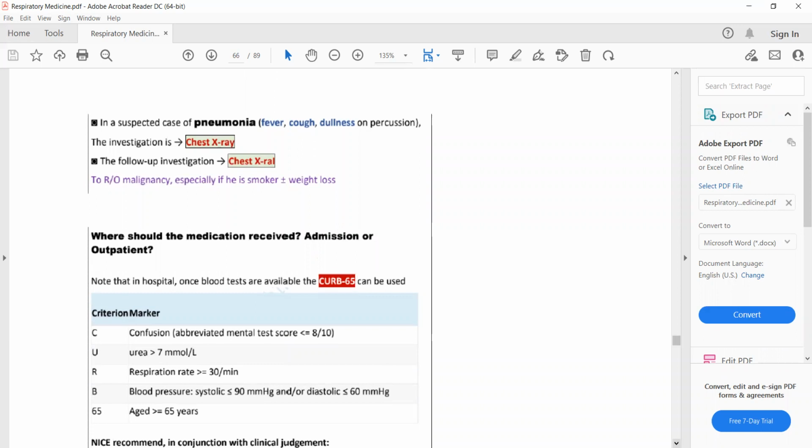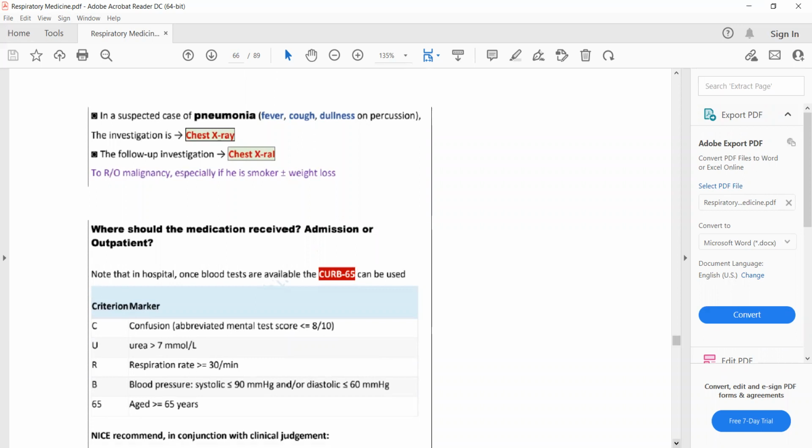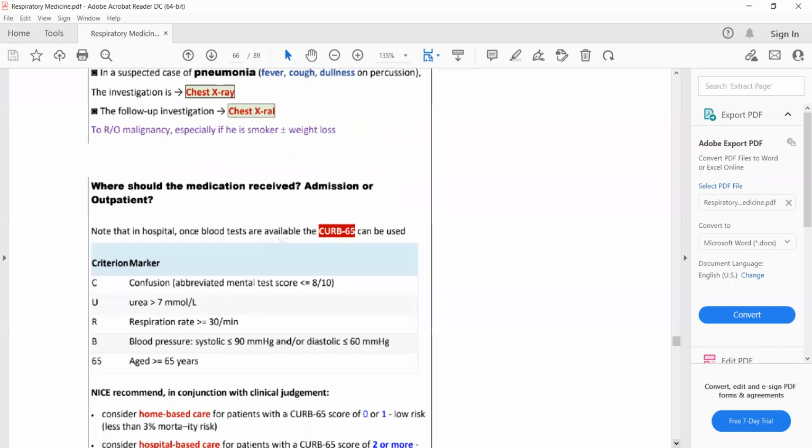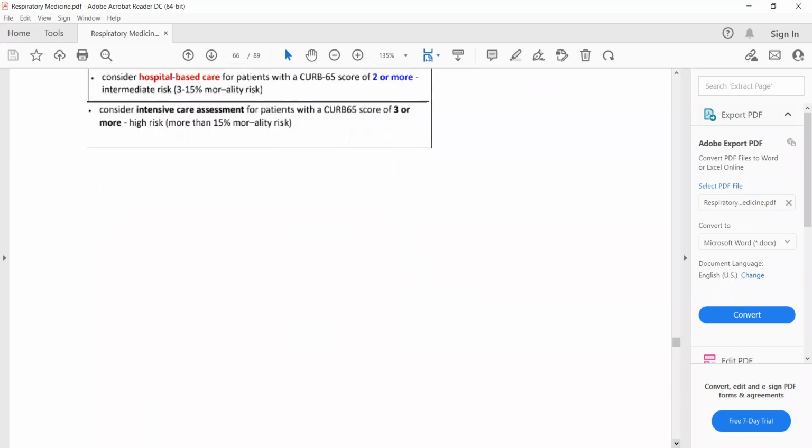In a suspected case of pneumonia, the investigation is chest X-ray. Follow-up investigation is also chest X-ray. And if the person has a history of weight loss and is a smoker, then we need to rule out malignancy as well.